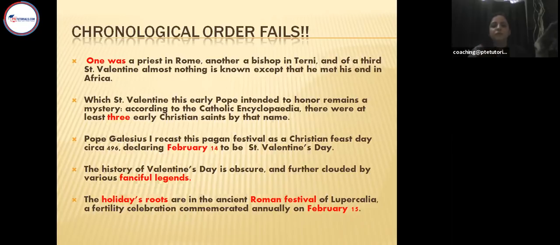Now it is being celebrated on February 14. This is the clear one, giving me the whole picture. So number 4, number 5 and number 3, they are in pair. Then one was a priest. They are not talking about anything in these lines. But here, in the second line, they are saying there were at least 3 early Christian saints by that name. Out of those 3, one was a priest. So definitely 2 and 1 is a pair.